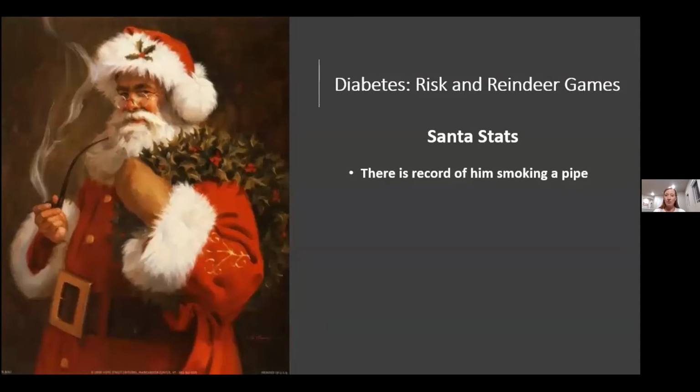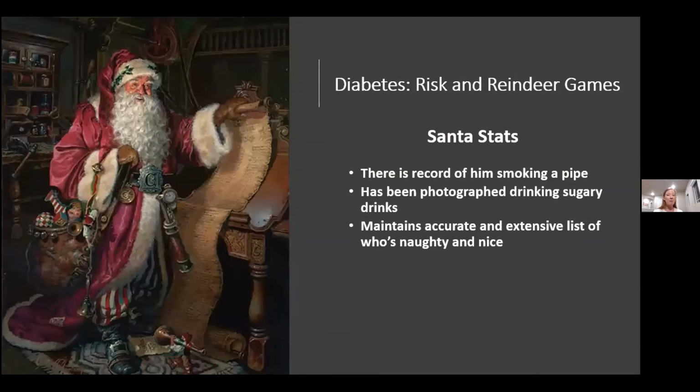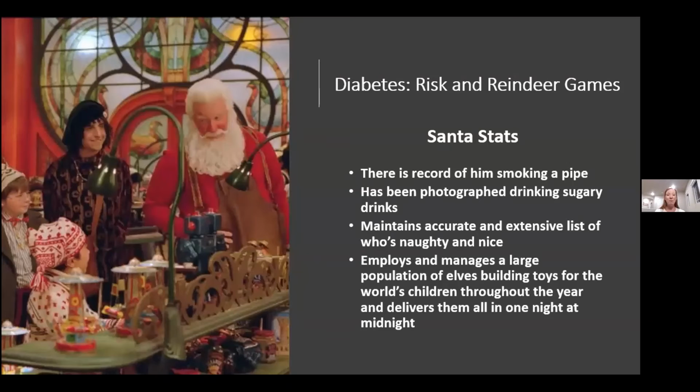There is record of him smoking a pipe. He has been photographed drinking sugary drinks. He does maintain an accurate and extensive list of who's naughty and who's nice. And he employs and manages a large population of elves, building toys for the world's children throughout the year, and then delivers them all in one night at midnight.